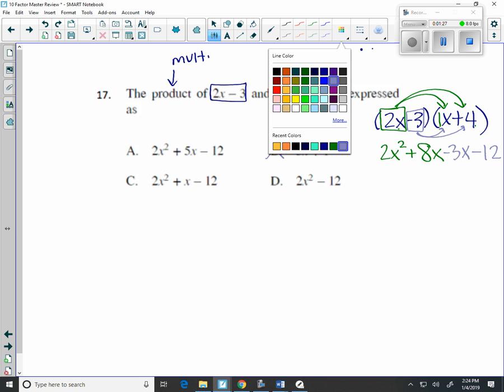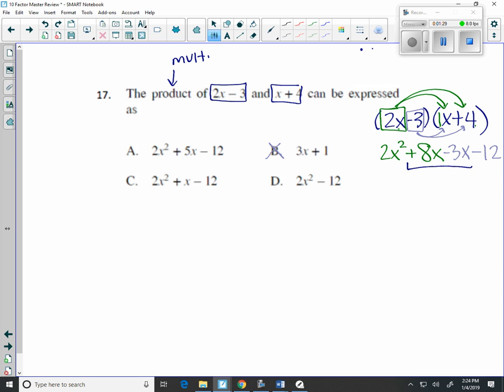And now I'm going to combine my middle terms. So the 2x squared is going to stay in front. 8x minus 3x is positive 5x. And then bring down my negative 12. So that is A.